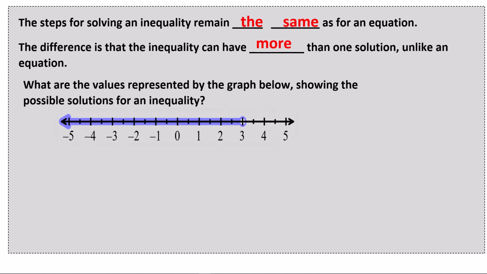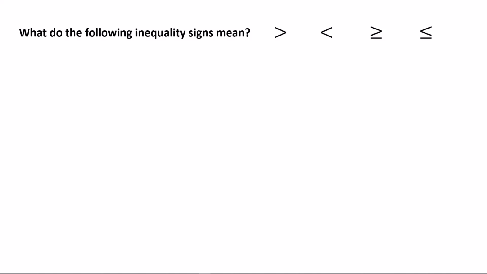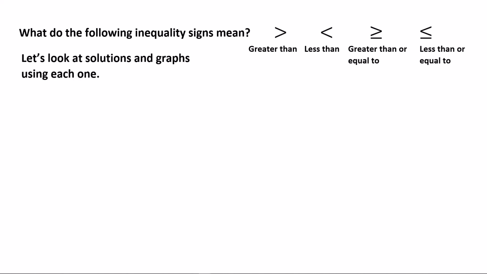What are the values represented by the graph below, showing the possible solutions for an inequality? The graph shows an open circle on 3 and the arrow going to the left. This means the solution indicates all possible values less than 3. What do the following inequality signs mean? Greater than, less than, greater than or equal to, less than or equal to. Let's look at solutions and graphs using each one.